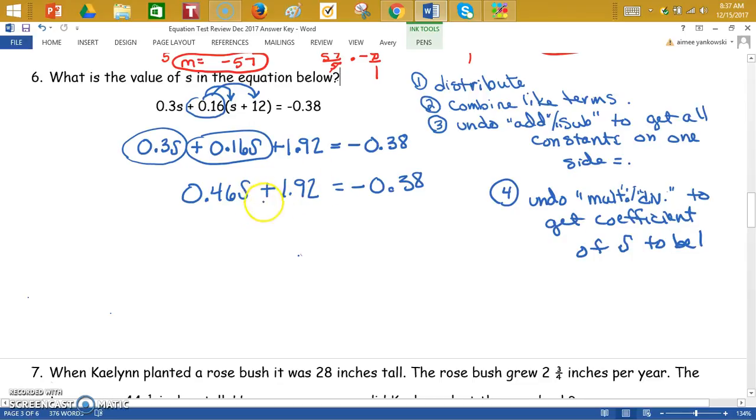Now, in order to get my s's all by themselves on one side, I need to move this 1.92, that constant, over to the right-hand side of the equal sign. So in order to undo that addition, I will subtract 1.92 from the left side of the equal sign, which means I will also subtract 1.92 from the right-hand side of that equal sign.